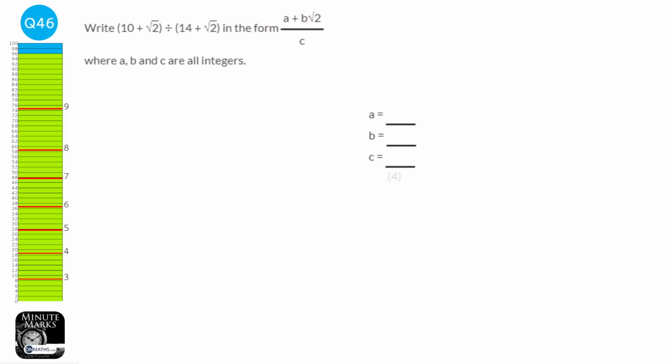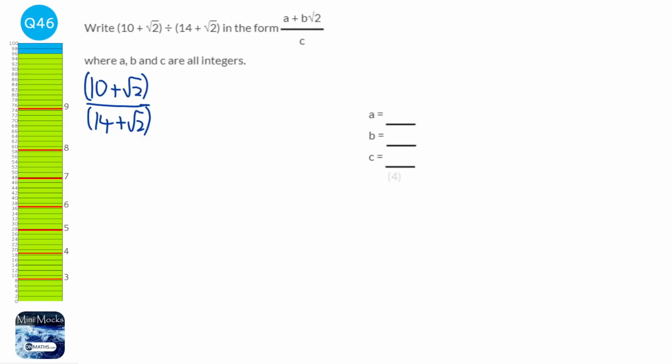So for this question, first thing to notice is there's a divide there, and we can actually just write this as a fraction. So 10 plus root 2 over 14 plus root 2. I'm going to keep the brackets there. We don't need them when it's in a fraction, but it will help us for the next step. We're asked to change this into a fraction without a surd at the bottom, and so it's basically asking us to rationalise the denominator.